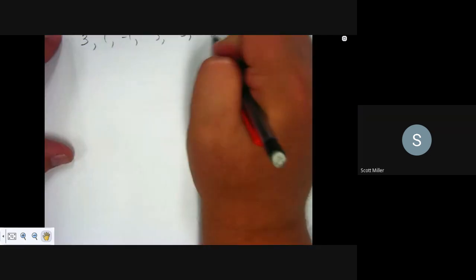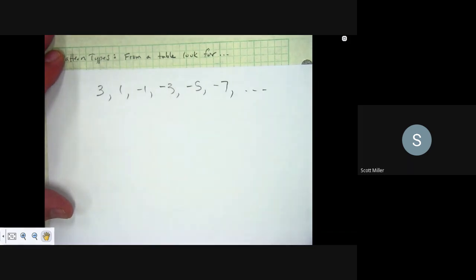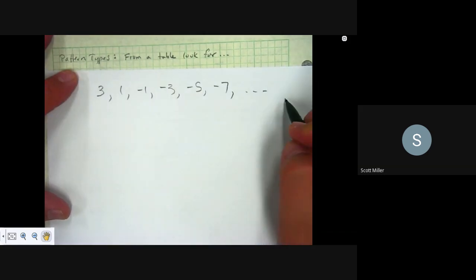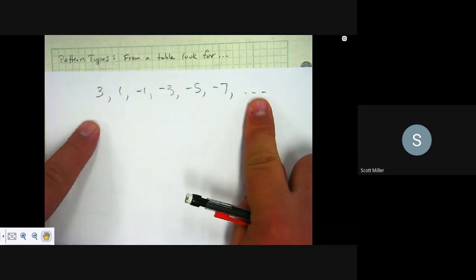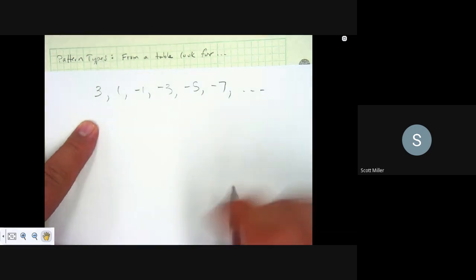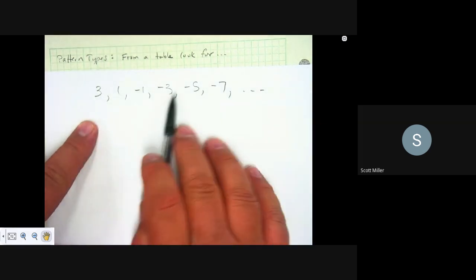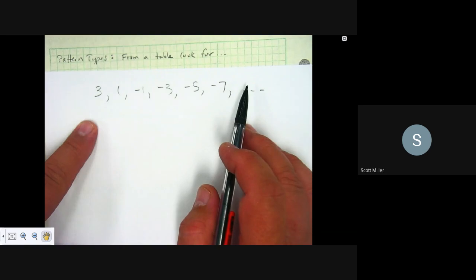I'm giving you a bunch of numbers here, and this pattern keeps on going. So this right here is a sequence. It is a sequence of numbers. Okay, just a collection of data. A sequence of numbers, and each individual one is a term in the sequence.